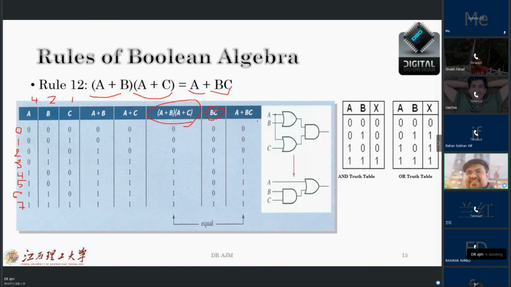Even without the PPT from today, please do it yourself again to understand it better. Rule number 12 is important. Try to show it with gates as well as simplify it, meaning derive the logic that we described.